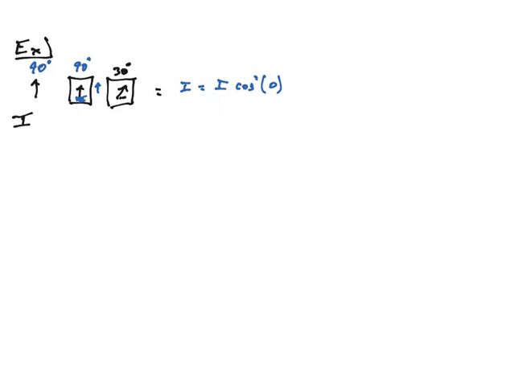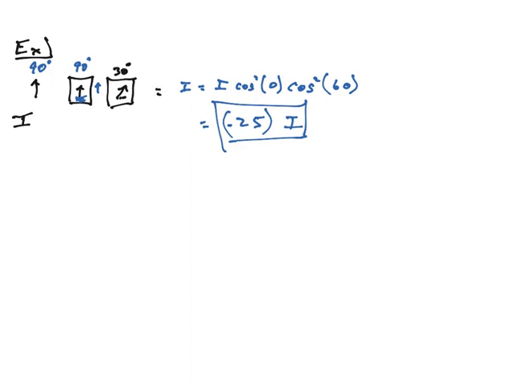Okay, so now I'm at 90, and I'm trying to get through 30. So I have another cosine squared. 90 minus 30 is 60 degrees. And now I could plug all this in my calculator. Cosine squared of 0 is just 1. And cosine of 60 squared is 0.25, so I have 0.25 I. That's how much gets through. So whatever I started with, 1/4 of that remains after going through these polarizers.